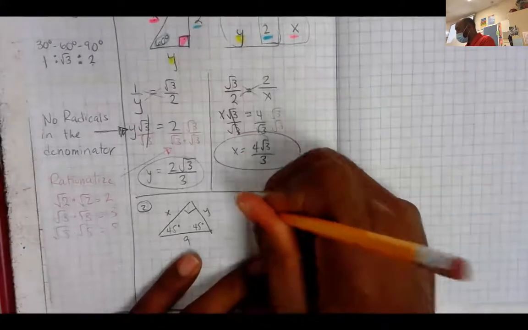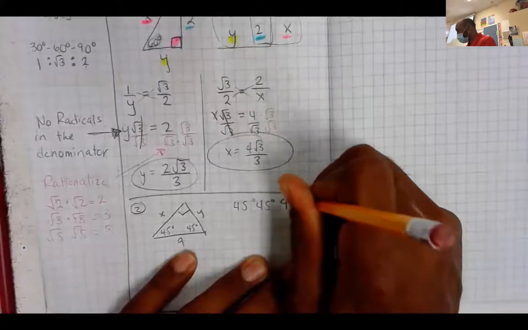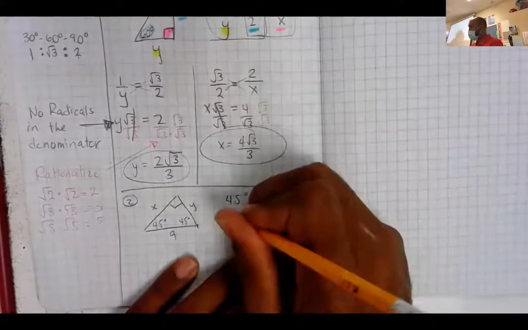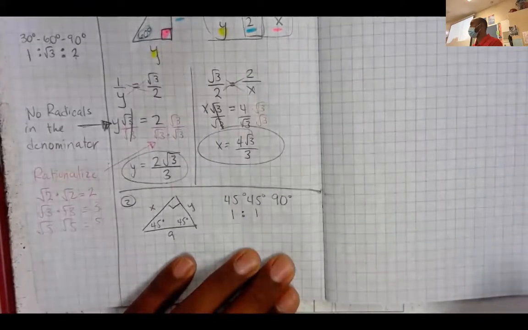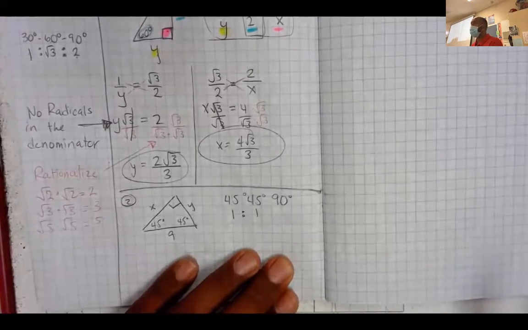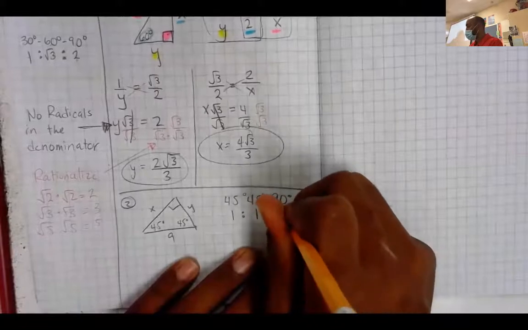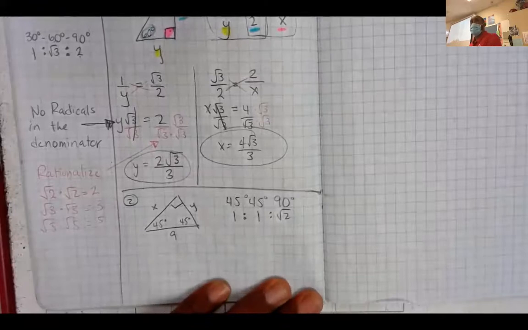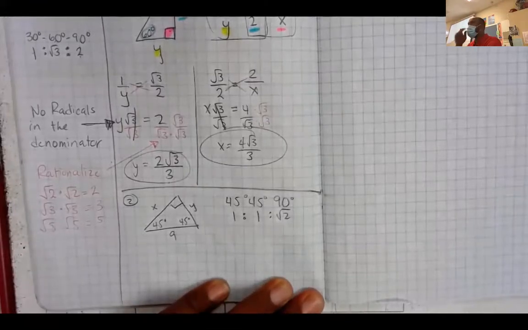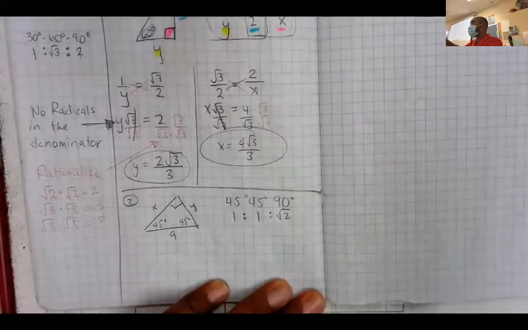Okay, so I'm going to set up my ratio. And the ratio for a 45, 45, 90 is 1 to 1 for the 45-degree sides. Because that makes sense, right? They're the same angle, so they should be 1 to 1. But the last one is 1 to rad 2, or square root of 2. Okay, now the way you set it up is the exact same as the other. You just got to remember the difference in the ratio, okay?